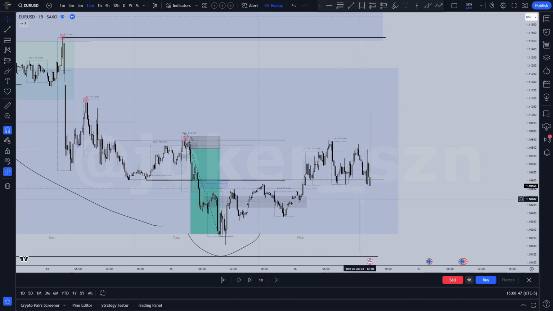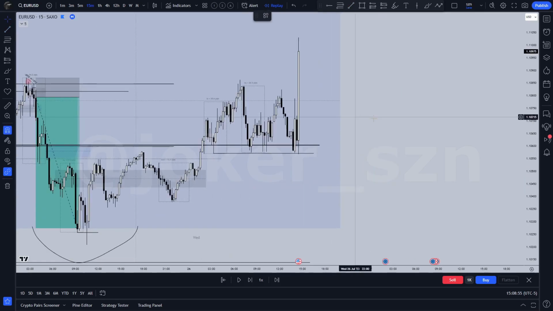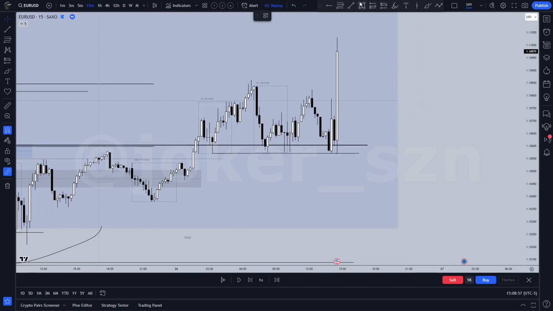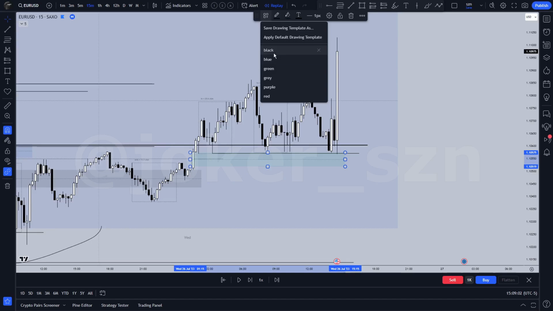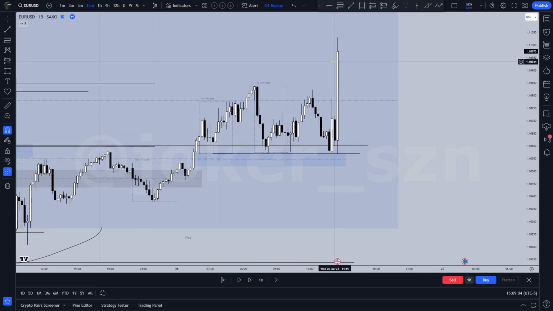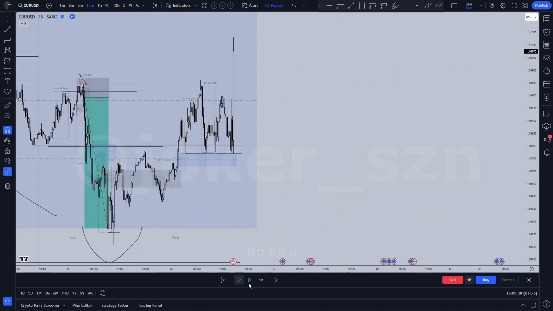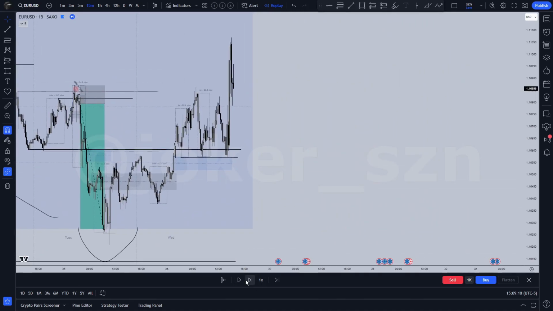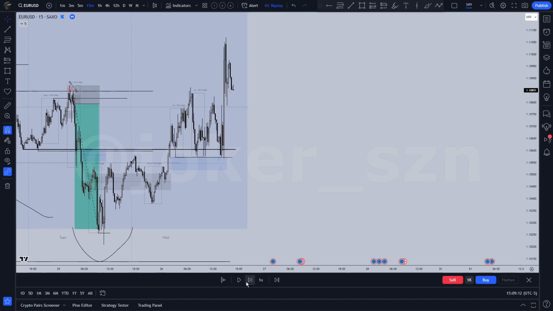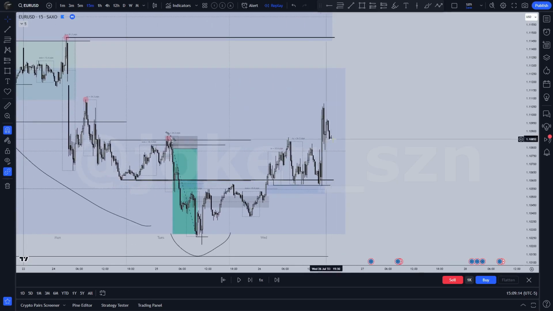So now we have FOMC right here, and as you can see, we take out those equal lows here, which is aligning with this M15 fair value gap, and then we see price shooting higher here, right? And pretty much, if we are bullish now, we should hold that level here.